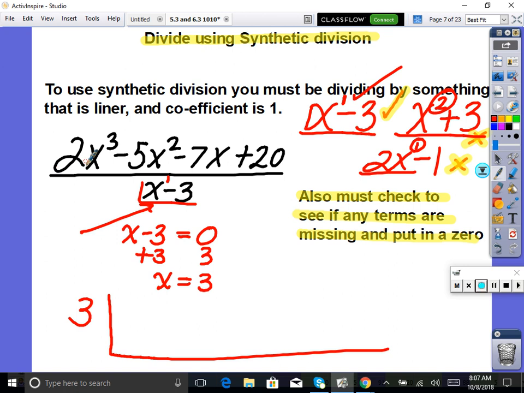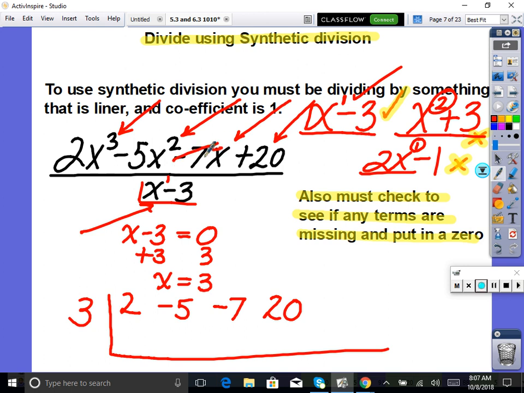So we'll put in a 2. Then we'll put in a negative 5. Then a negative 7. Then a positive 20. And then one more thing you need to check: were you missing any terms? Meaning, when you're putting in these coefficients, degree 3, degree 2, degree 1, constant. If one of them was missing, you would need to put a 0 in its place. Otherwise, you're going to get the wrong answer. You'll still get an answer, it'll just be wrong. Everybody understand?